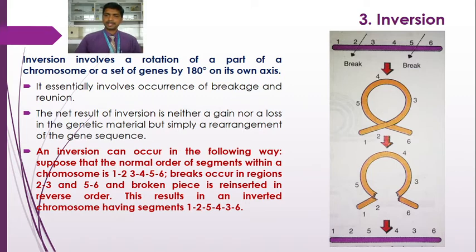We studied this with the help of an example having a chromosome that possesses the gene order 1, 2, 3, 4, 5, 6, and after inversion the product formed has the middle gene sequence changed, completely rotated by 180 degree on its own axis. So the gene order is 1, 5, 4, 3, 6.